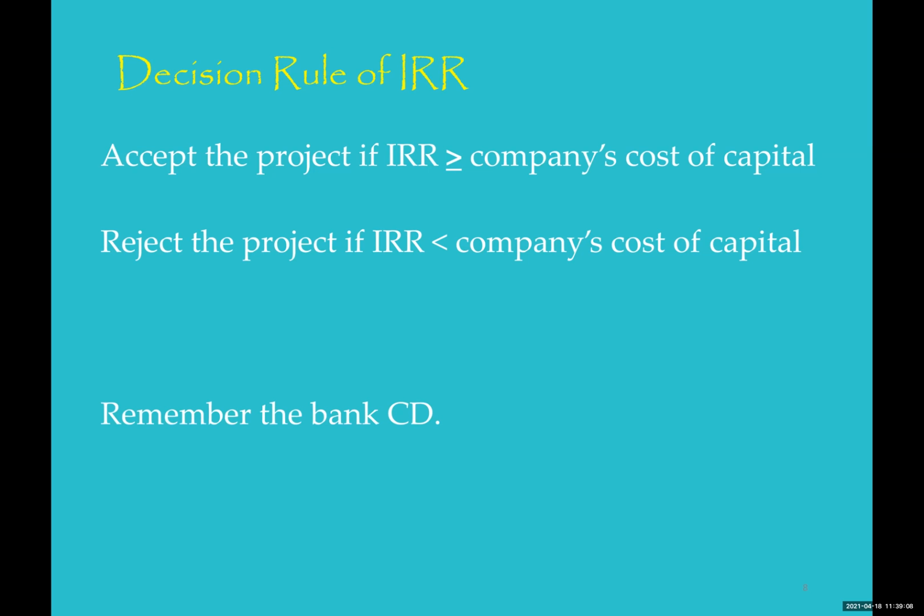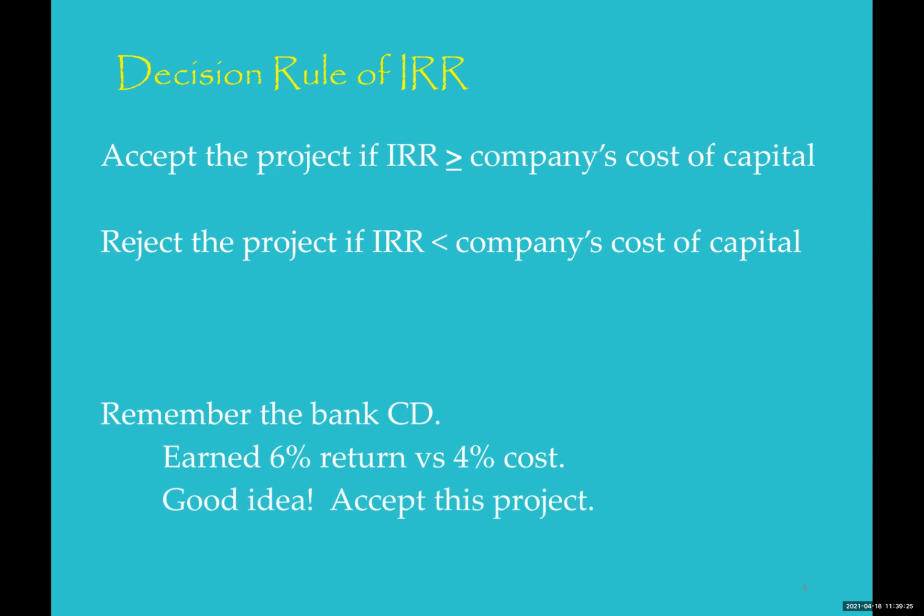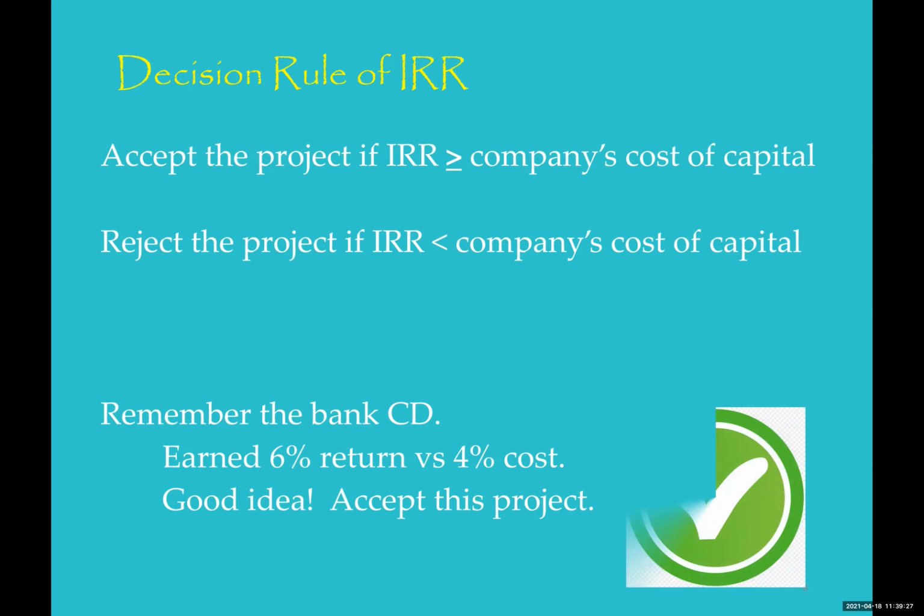So let's go back to that bank CD. You earned a total of 6% after you subtracted your expenses on that investment versus the 4% cost. So the project has an IRR greater than the cost. Therefore, you accept this project. It makes sense. You'll make money from it. If you want to know how much money, that's the NPV, right? And we found out you'd make $60.